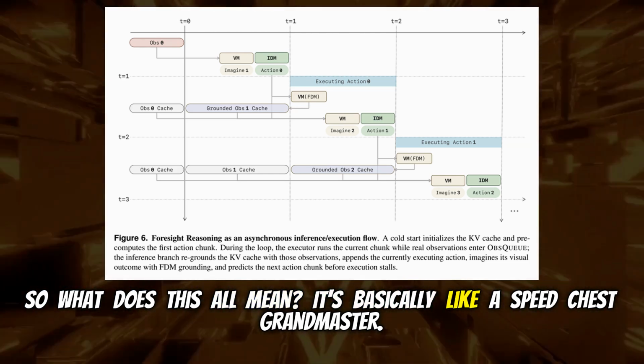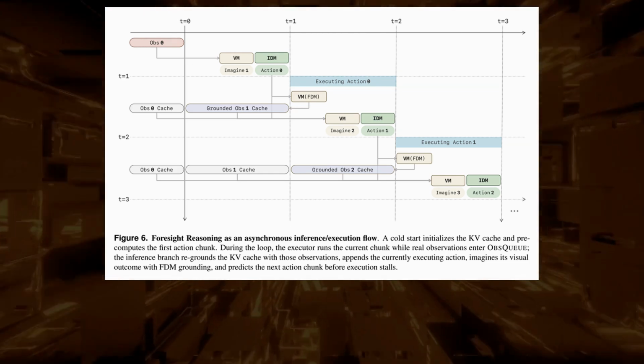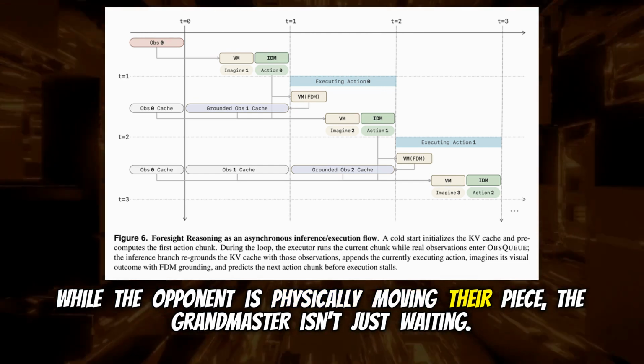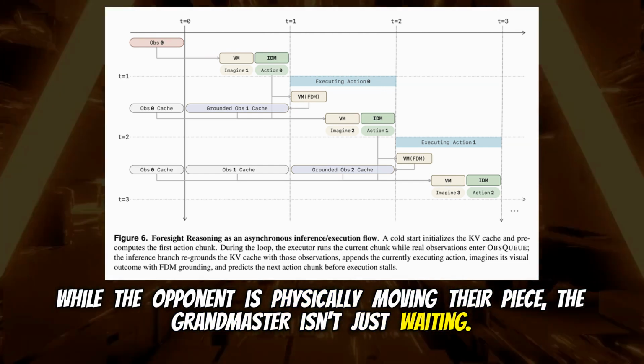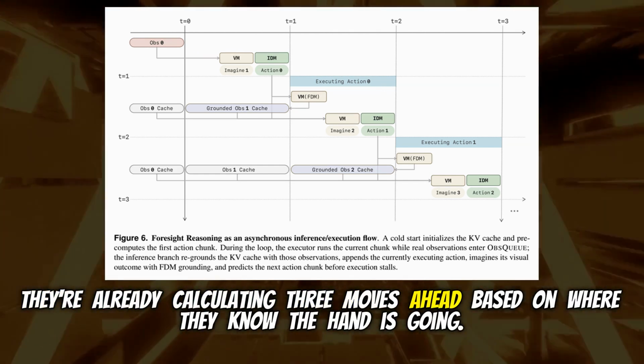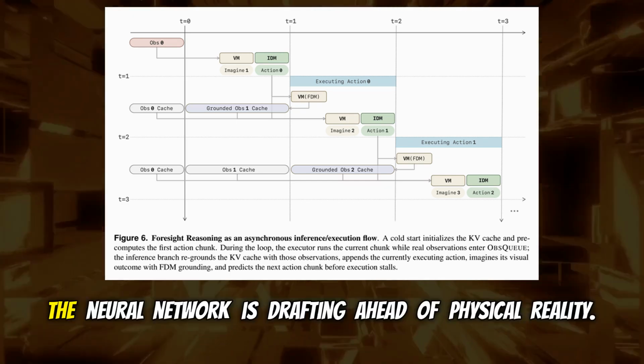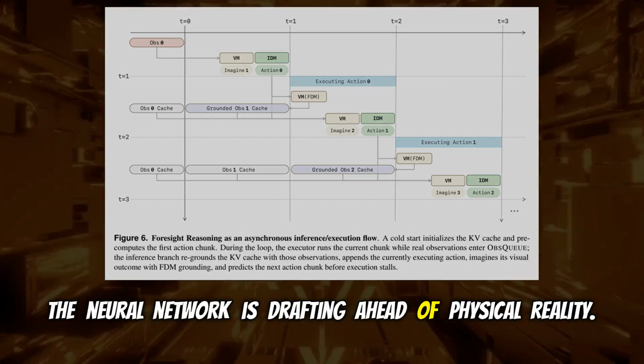It's basically like a speed chess grandmaster. While the opponent is physically moving their piece, the grandmaster isn't just waiting. They're already calculating 3 moves ahead based on where they know the hand is going. The neural network is drafting ahead of physical reality.